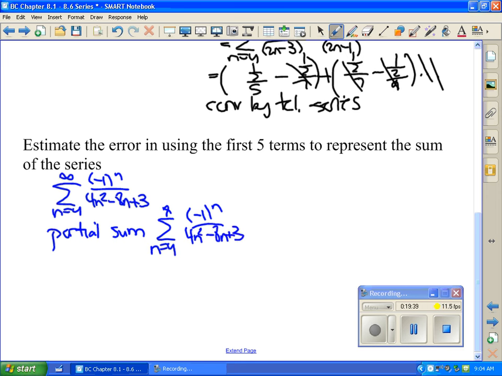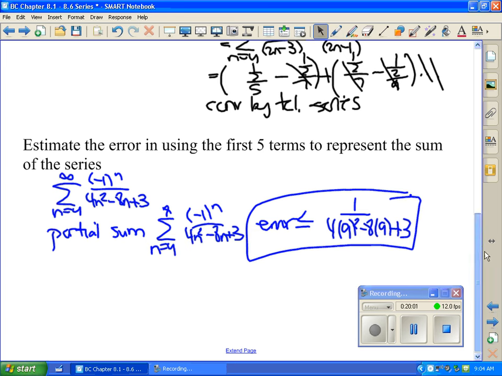And so my error is bounded, at most equal to, the first term that I don't use. If I go up to 8, the first term I don't use is n equals 9. So it's going to be 1 over 4 times 9 squared minus 8 times 9 plus 3.